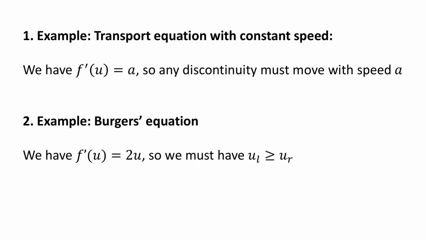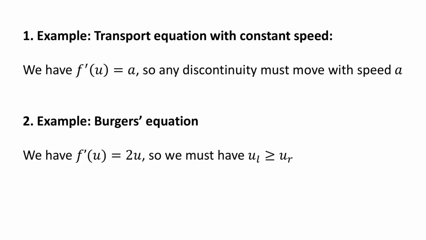We demonstrate the utility of the Lax entropy condition with two simple examples. First, we take a look at the transport equation with constant speed. Here we have that f prime of u equals a for any choice of u. Consequently, any discontinuity must move with the speed a, just the transport speed of the system. In particular, the weak solutions that we have derived previously for the transport equation are now recognized as satisfying the Lax entropy condition.